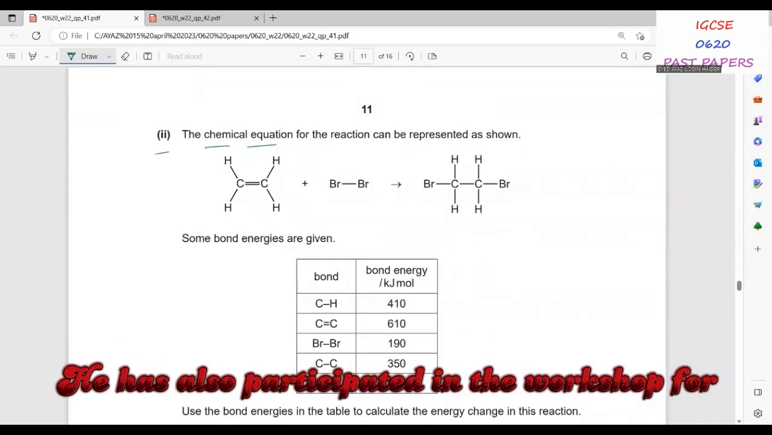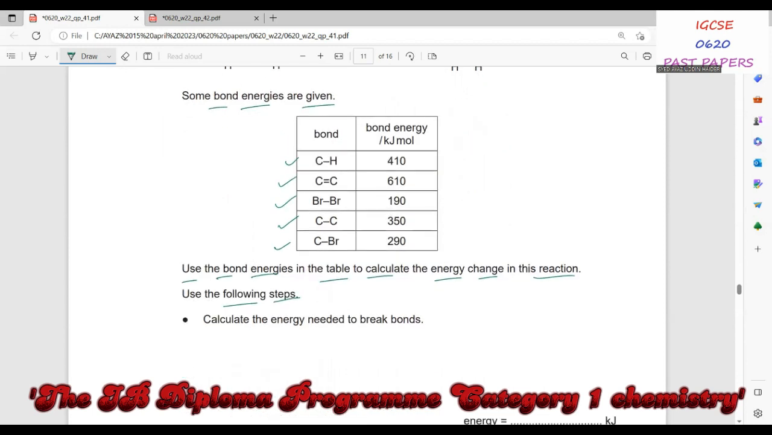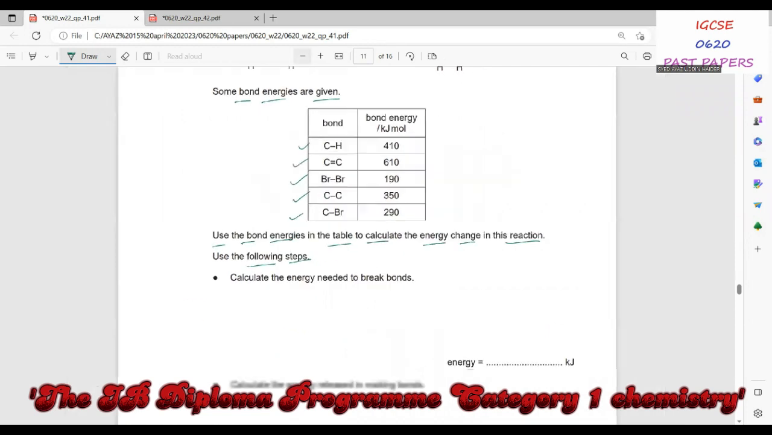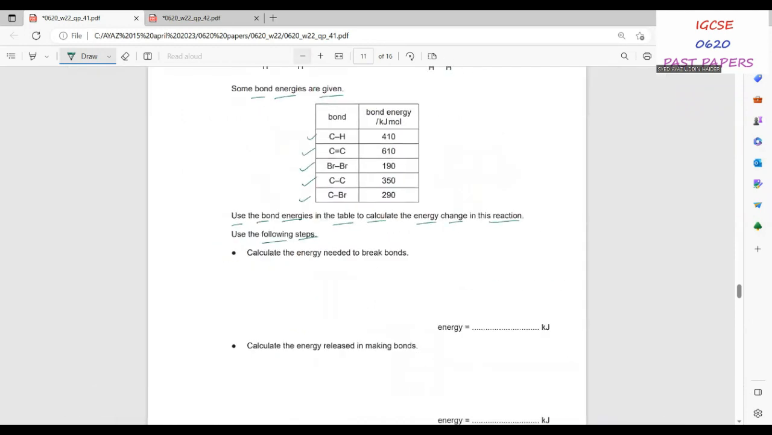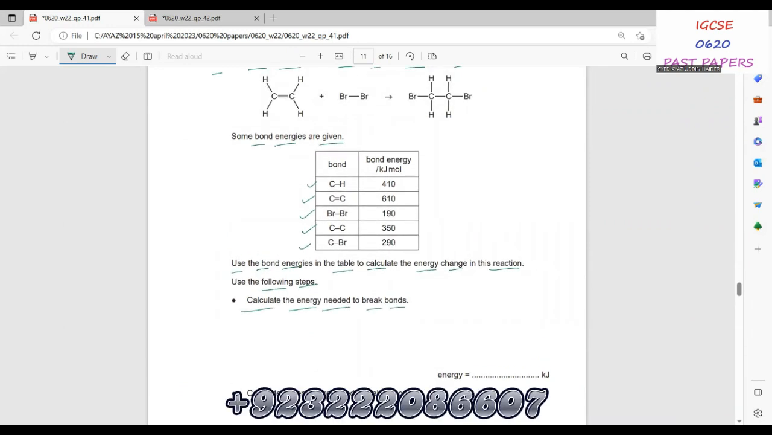Number 2, the chemical equation for the reaction can be represented as shown. This is the reaction. Some bond energies are given. You see the bond energy for C-H, C double bond C, Br-Br, C-C, C-Br is given. Use the bond energies in the table to calculate the energy change in this reaction. Use the following steps. Calculate the energy needed to break bonds.